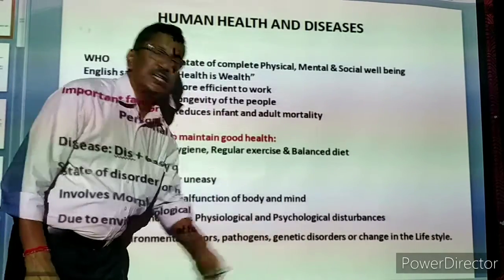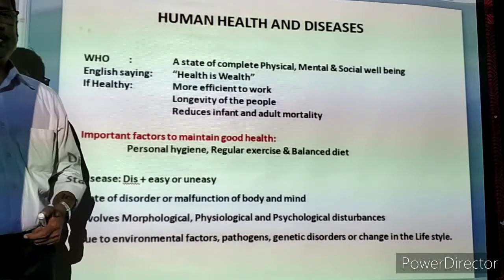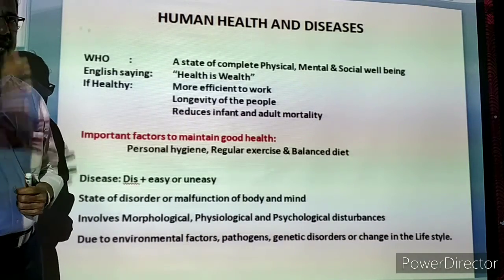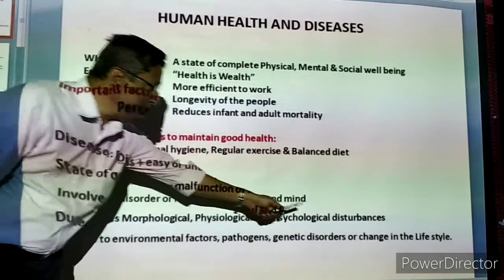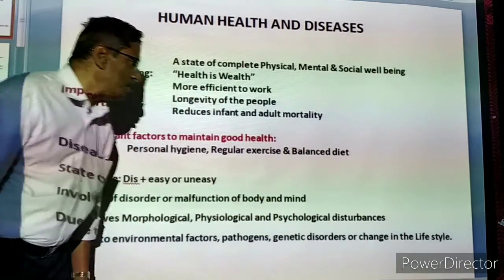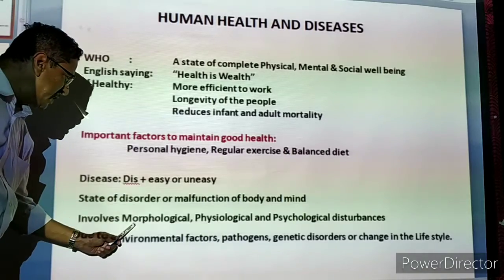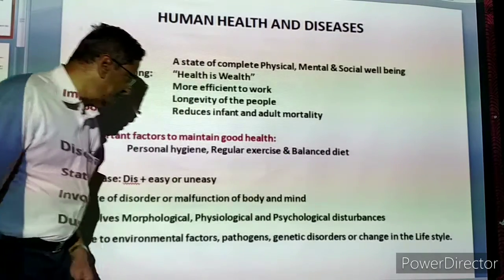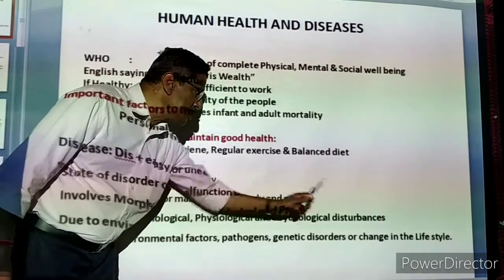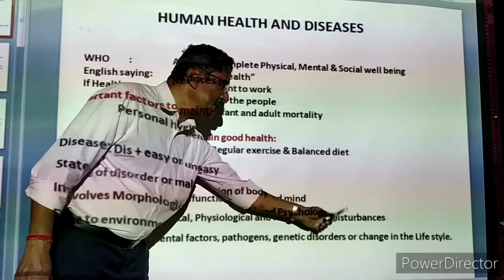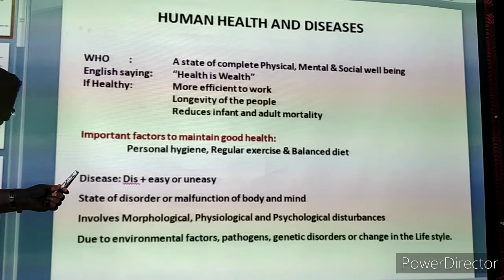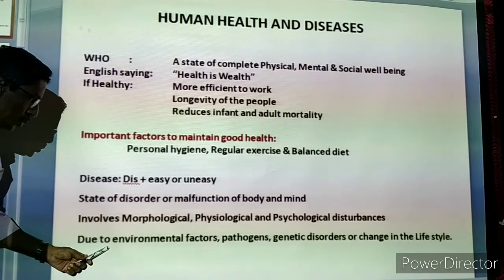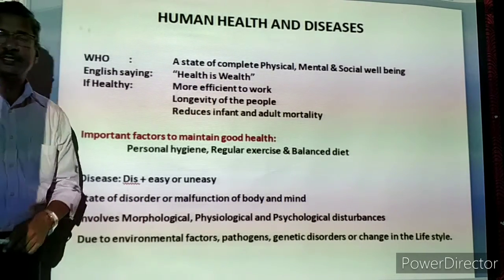And psychological. Psychological means psychology, which is connected with our mind. That is called a psychological disturbance. The disturbance means it is not alright. That means some problem is there in the body. So morphological disturbance will be there, physiological disturbance may be there, or psychological disturbance will be present. That is the disease. Now the disease also may be due to environmental factors.